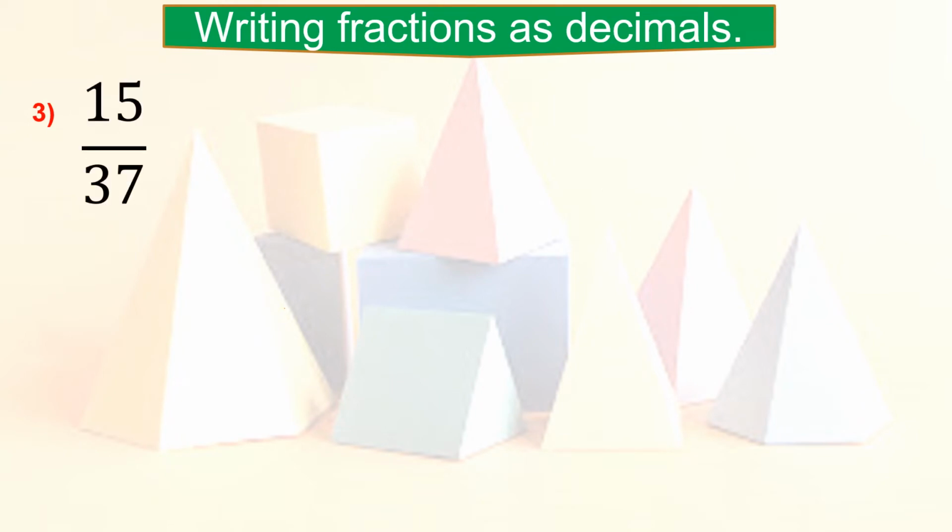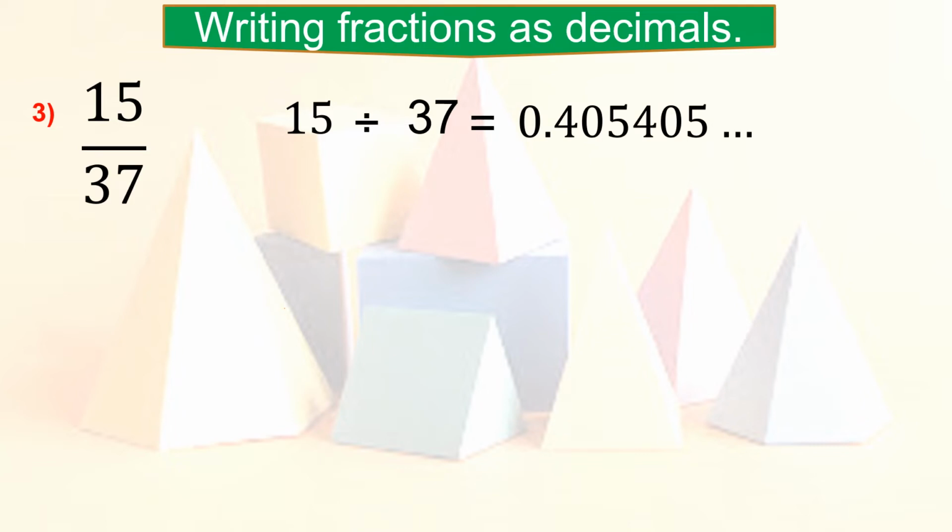Now let us have another example, 15 over 37. Since there is no number that can divide both 15 and 37, we simply divide 15 by 37, which is equal to 0.405405... As you can see here, the digits 4, 0, and 5 are repeated continuously. So instead of writing these numbers, we can simply write 0.405 and place a dot at the top of these digits, meaning the digits 405 are repeated continuously.